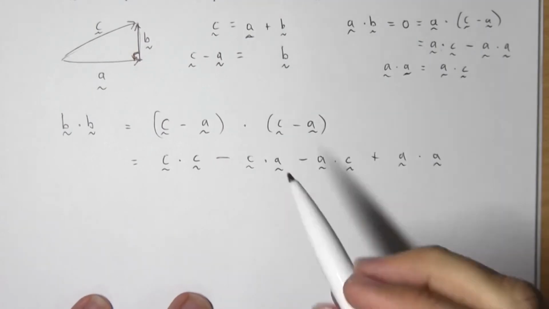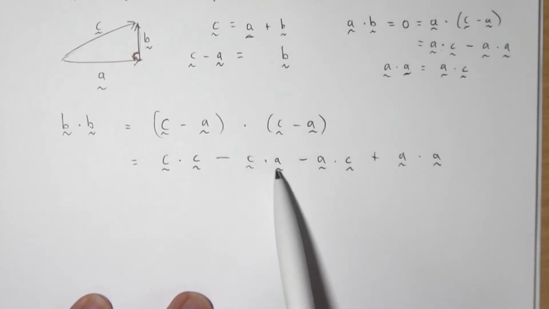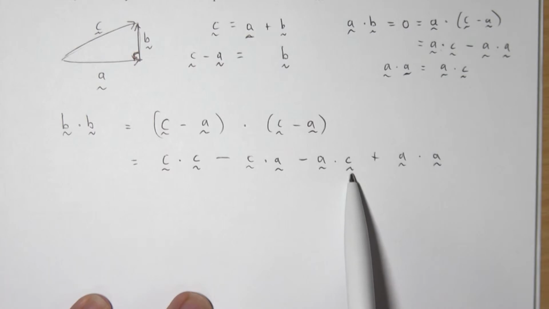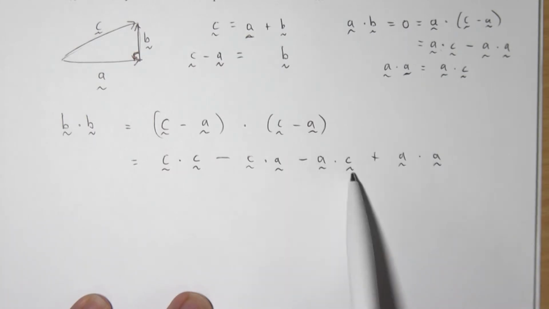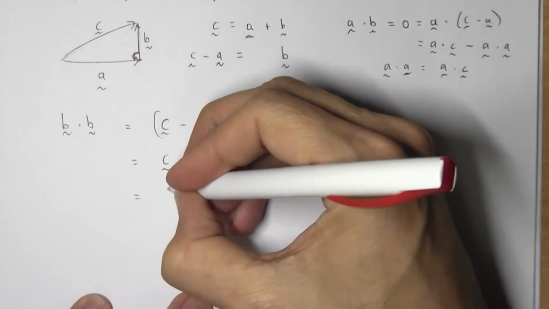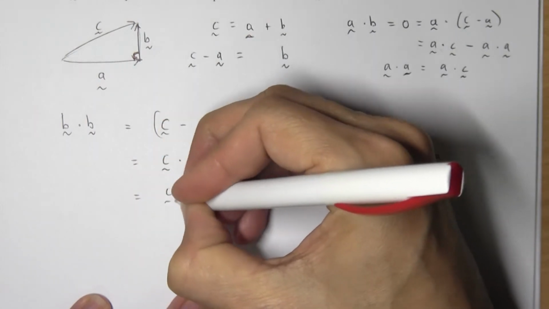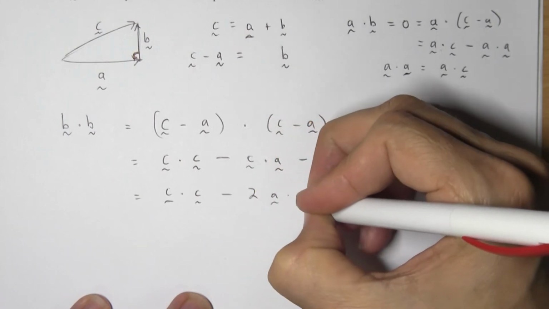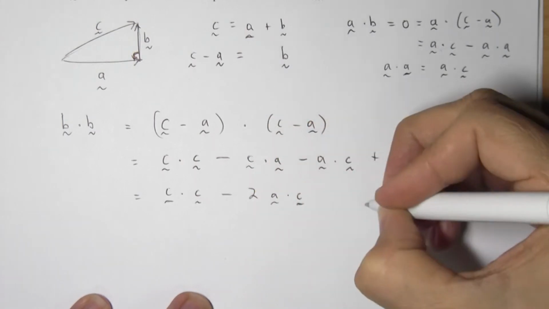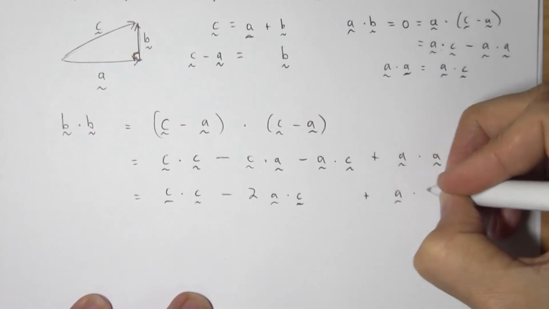Well, what does that tell us? Notice C dot A and A dot C are actually the same thing. The dot product is commutative. It doesn't matter what order you write it in. So I've got C dot C minus two lots of A dot C plus A dot A.